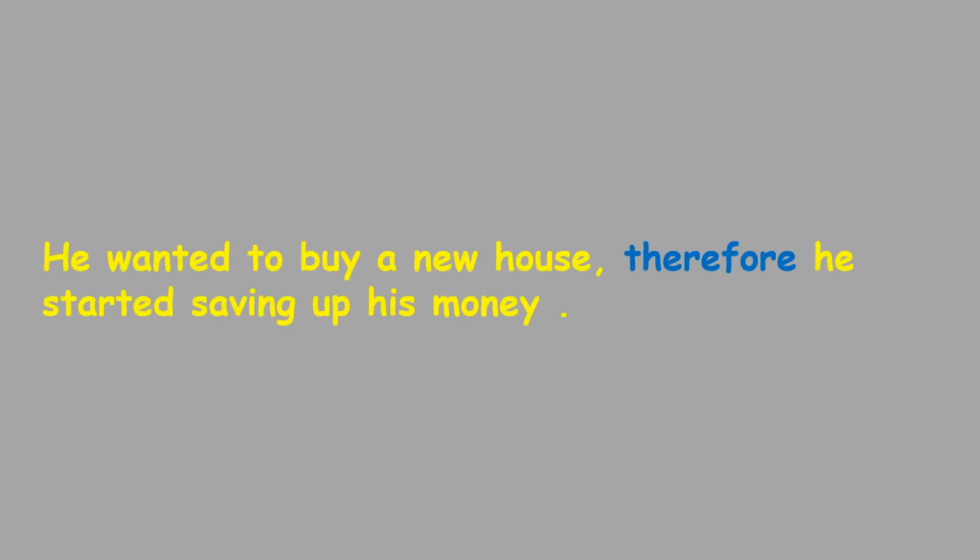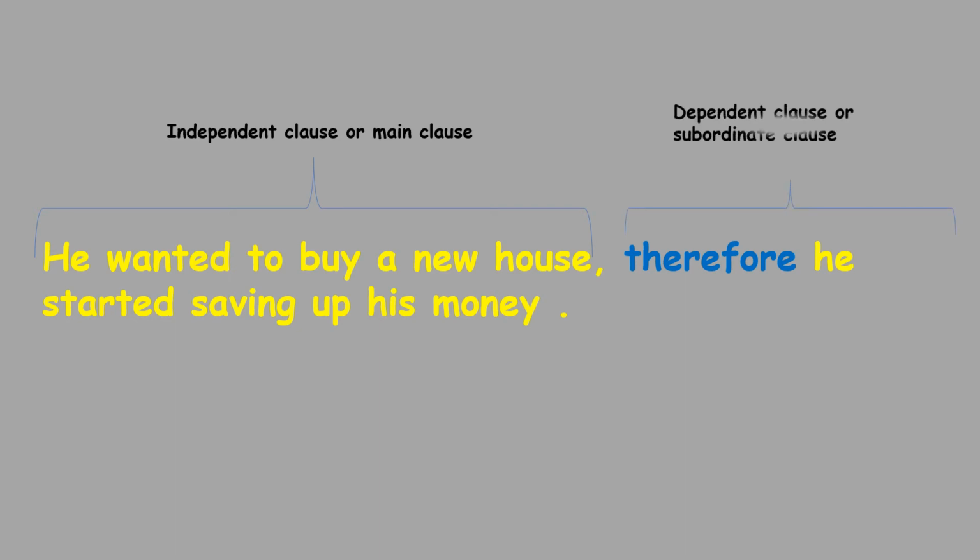Let's look at another example. He wanted to buy a new house. Therefore, he started saving up his money. He wanted to buy a new house is a sentence that makes sense. It's the independent clause or main clause. Therefore, he started saving up his money is the dependent clause or subordinate clause. The conjunction of effect, therefore, and before therefore, you have to use a comma at the beginning of the subordinate clause.